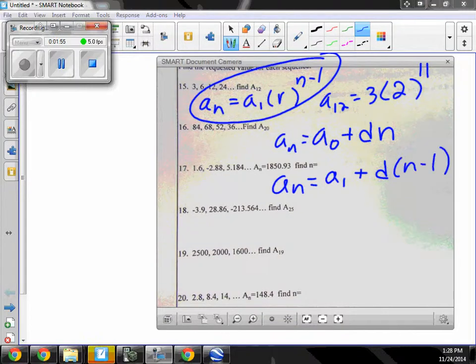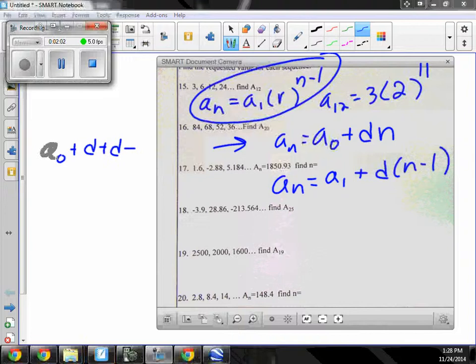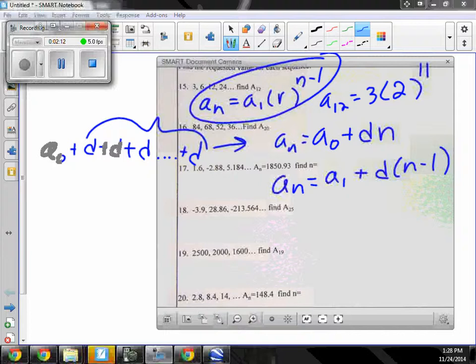And the reason that works is this formula here is a sub 0 plus d plus d plus d plus d. And how many d's are there? Well, there are n d's. So there are n of those. So you take a sub 0 and you add it to d times n.